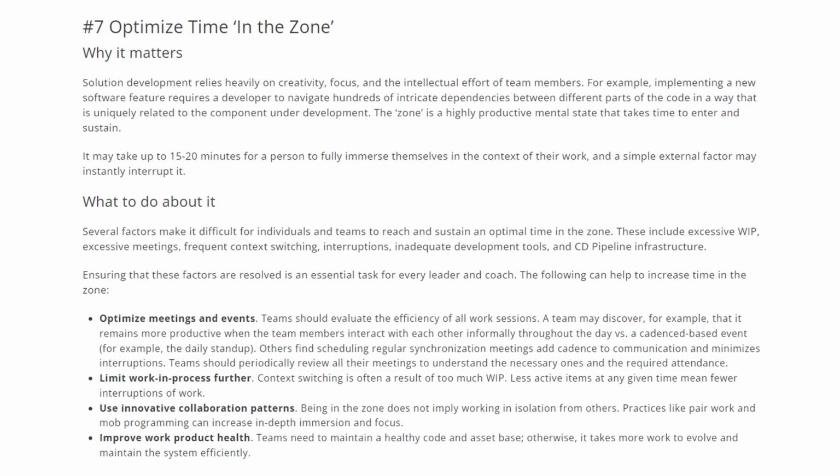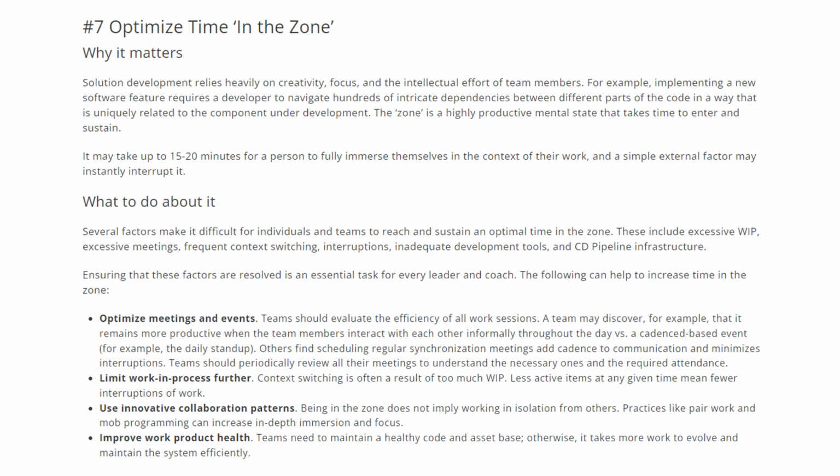The seventh flow accelerator is optimize time in the zone. Why does that matter for team flow? Solution development relies heavily on creativity, focus, and the intellectual effort of team members. For example, implementing a new software feature requires a developer to navigate hundreds of intricate dependencies between different parts of the code in a way that is uniquely related to the component under development. The zone is a highly productive mental state that takes time to enter and sustain. So it may take up to 15 to 20 minutes for a person to fully immerse themselves in the context of their work, and a simple external factor may instantly interrupt it. So, what to do about it?